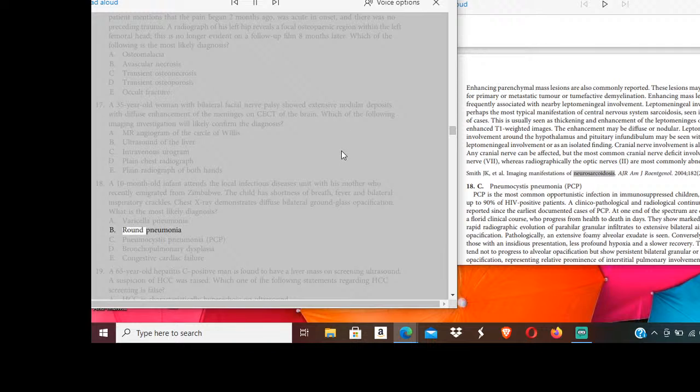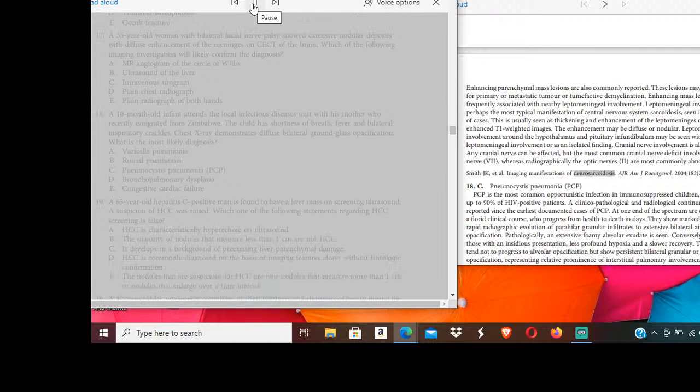A. Varicella pneumonia. B. Round pneumonia. C. Pneumocystis pneumonia, PCP. D. Bronchopulmonary dysplasia. E. Congestive cardiac failure.